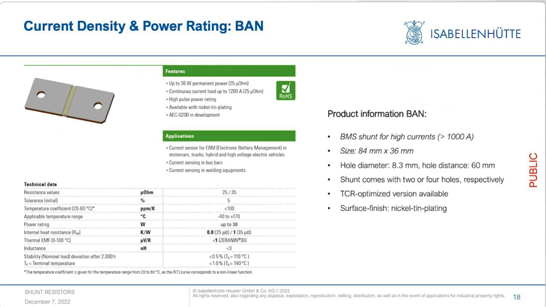The final example I want to give you is a product called BAN. This is a busbar type shunt, which is intended for automotive applications primarily. And this is available down to resistance values of 25 microohms and is intended for continuous current load up to 1200 amps. These are conditions which occur during situations of extremely fast acceleration in new car designs.